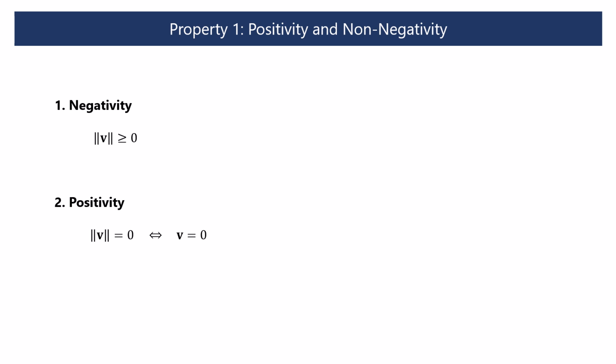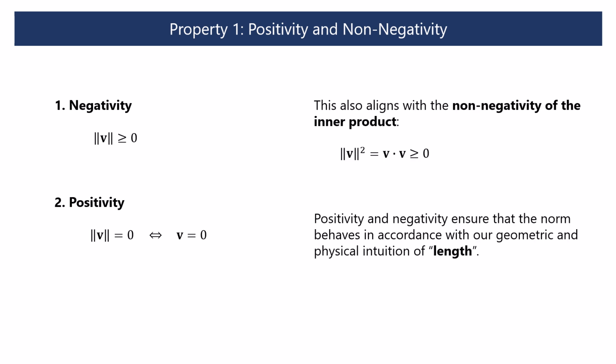This makes perfect sense when we think about how the Euclidean norm is defined. Since it involves squaring each component, every term is non-negative, and the only way the total can be zero is if all terms are zero. This also aligns with the non-negativity of the inner product we learned earlier. In short, positivity and non-negativity ensure that the norm behaves in accordance with our geometric and physical intuition of length.